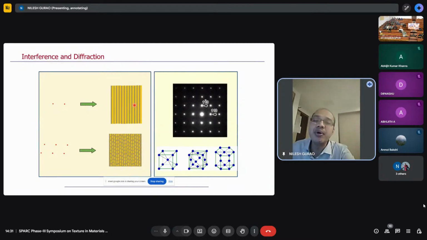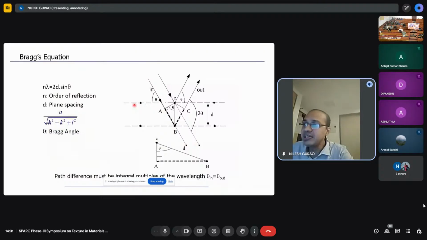And this is very, very important. So this is the genesis: you are seeing the real space as well as the reciprocal space. But what happens in EBSD?